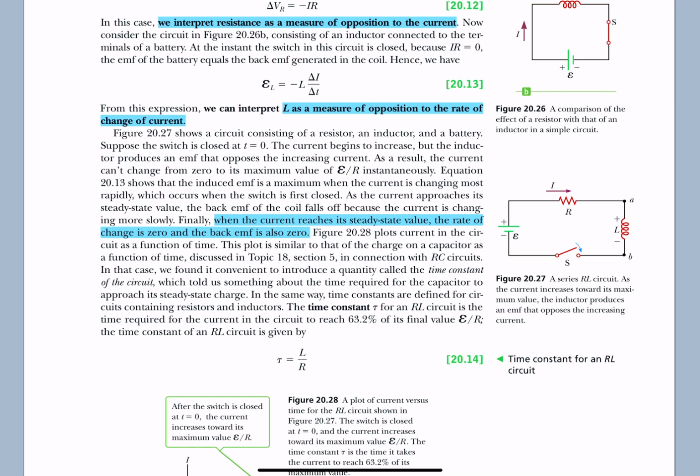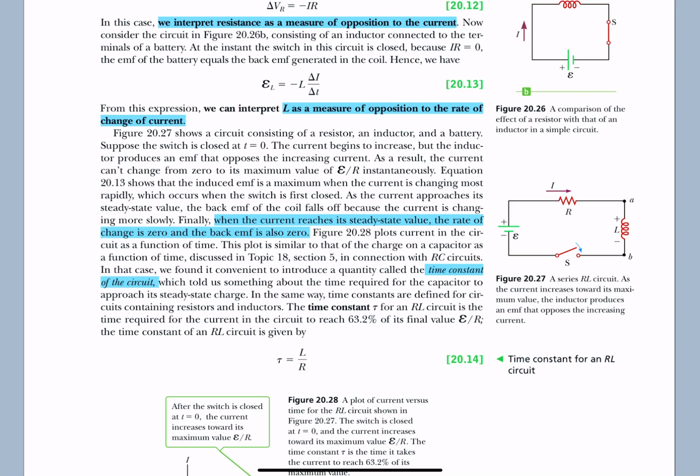And when the current reaches its steady state value, the rate of change is zero because the current is no longer changing. So you no longer have changes in your magnetic flux, especially around the loops of wire. And so that means that your back EMF goes to zero. And for all intents and purposes, now the inductor is not doing anything. Now, we'd like to know how long does it take to reach this steady state current? And for that, we have this idea of a time constant.